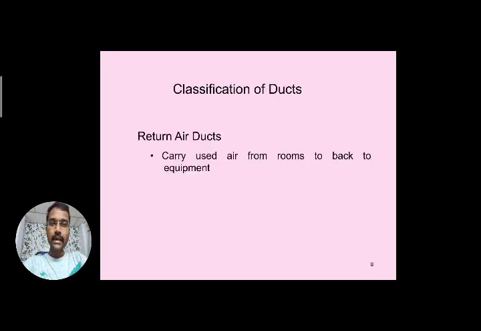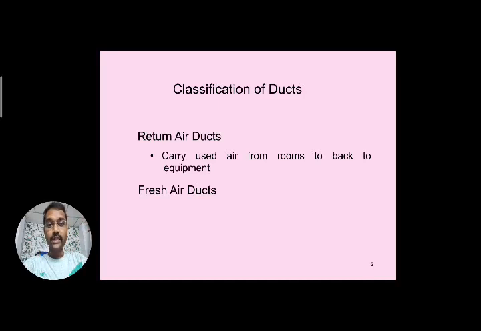Next, return air ducts. Whatever used air comes from the rooms is sent back to the equipment. Why? Because it is a closed room, and that air has to be removed. During that process, separate ducts will be there. Those are the return air ducts, which carry the air back to the equipment.